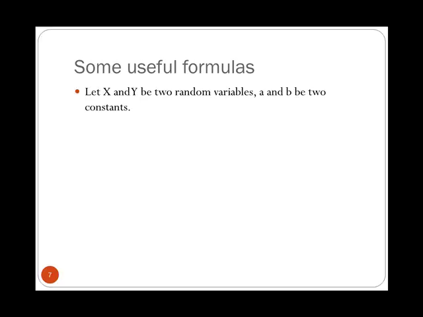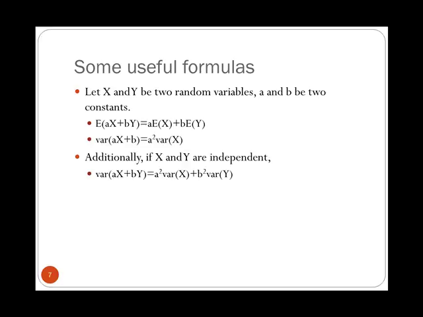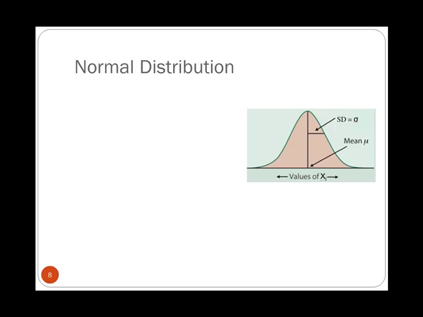Let's look at some useful formulas. Suppose X and Y are two random variables, and a and b are two constants. Then the expected value of aX plus bY is equal to a times E(X) plus b times E(Y). We also have some other formulas that can be used, and you can refer to the textbook for them.